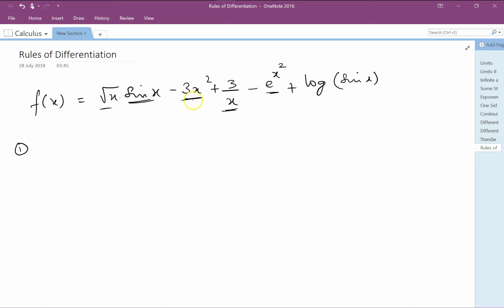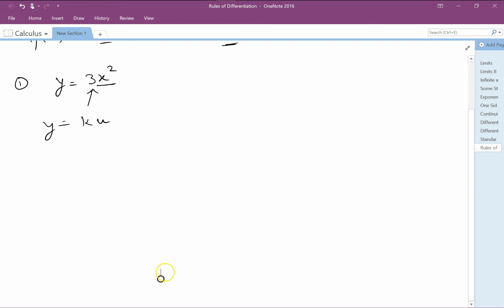So let's start with the simplest one, that is 3x square. Let's say y is equal to 3x square. Now here, let's say this could be anything, no? It need not be 3 itself. So let's say this is k. And this is a function. So generally speaking, this would be of the form y is equal to ku. Now let's find the formula for the derivative.